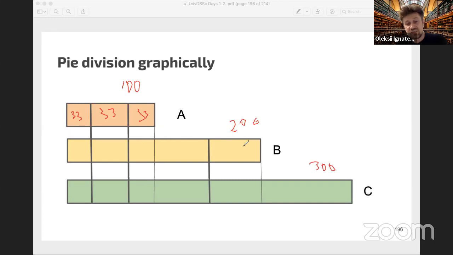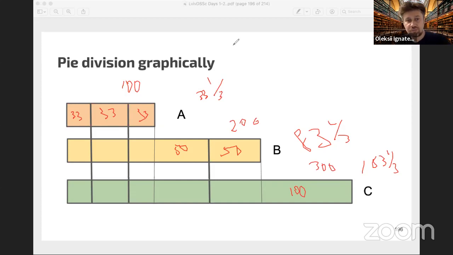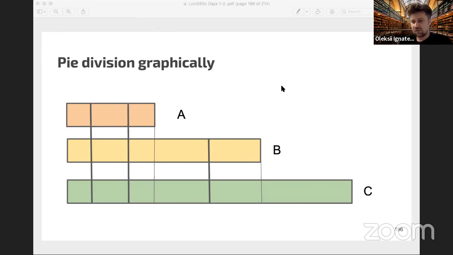And this part is used only by B and C, so they need to divide it between 2 players equally. And this part is used only by C, so C must pay the full price for this. So in this way, C must pay this amount, B must pay this amount, and A must pay this amount. And this is a graphical solution, but in a more complicated game, you can't actually draw this.